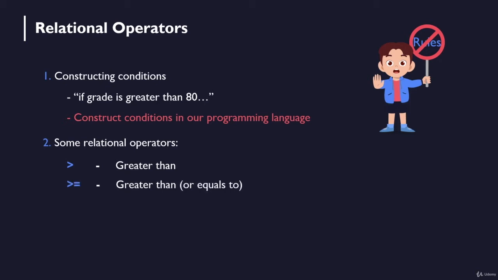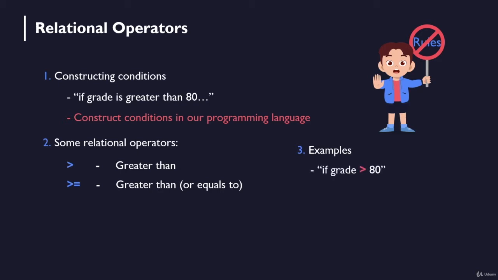Then we have the greater than or equals to, which is pretty much the same. It simply checks if the left side is greater than the right side or if the left side equals to the right side. So if either of these options happens to be true, then the result of the condition will be true. So in most cases, if we would like to ask a question like if grade is greater than 80, we are probably going to do it in this way.